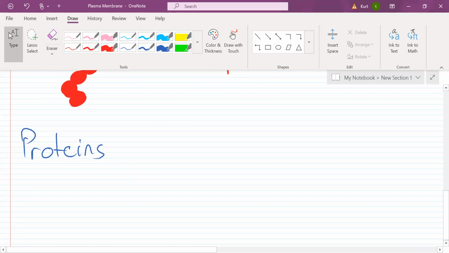Make sure you spell proteins right. It's E before I, not I before E. Sometimes I see that. You don't get counted for misspelling things, but it doesn't hurt to spell them right.